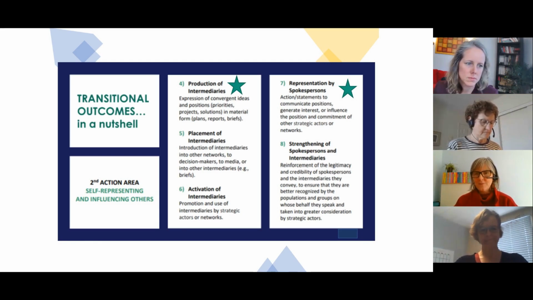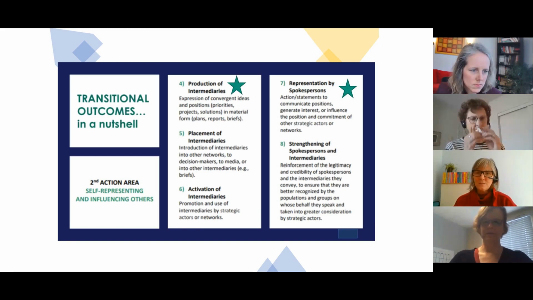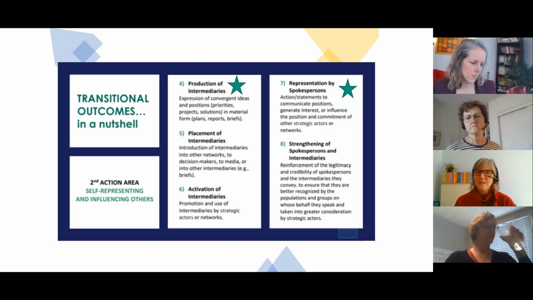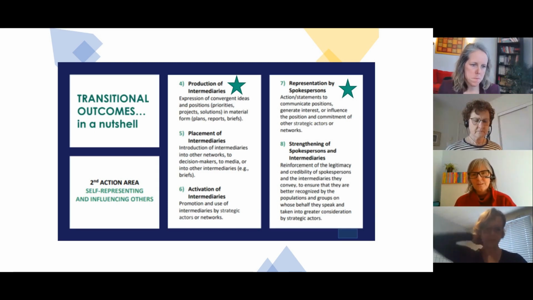There's also the placement of those same intermediaries, which is the introduction of intermediaries into other networks, to decision makers, to media, or other intermediaries, such as integrating one into a brief. And then there is number six, the activation of intermediaries, the promotion and use of intermediaries by strategic actors or networks. Number seven, representation by spokespersons, which are actions and statements to communicate positions, generate interest, or influence the position and commitment of other strategic actors or networks.